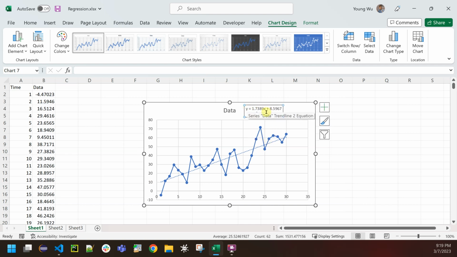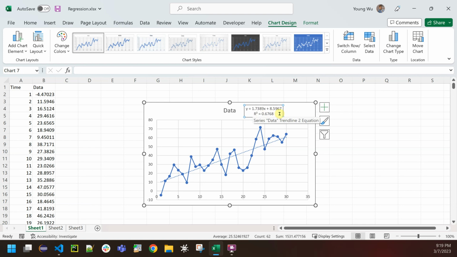So this equation basically says the y is the value of your data, and x is basically just time. So what this equation basically says is every week, on average, the value of your variable, on average again, is increased by 1.74 or something like that. So the 8.5 number is not important at all. So you don't need to interpret that one.